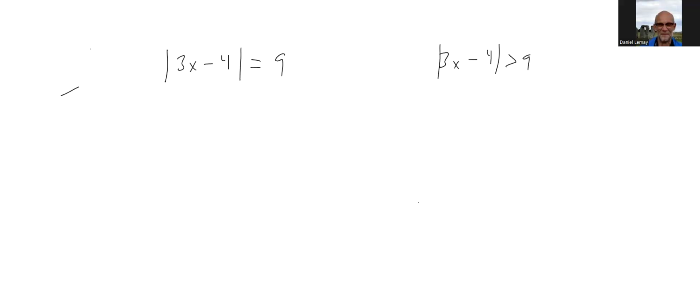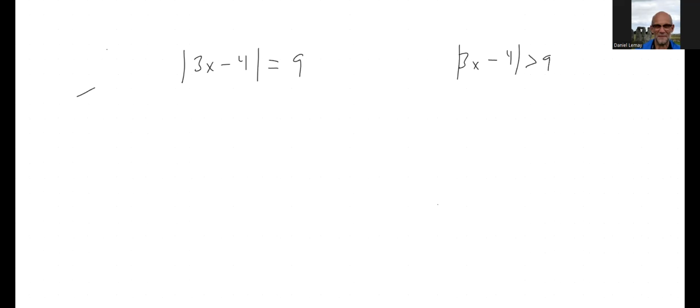Okay, so here, let me see if I got this. I think I've got this. Let me see if I can. There. Okay, so I've seen people do this when they solve absolute value equations. I don't do this, but it works.